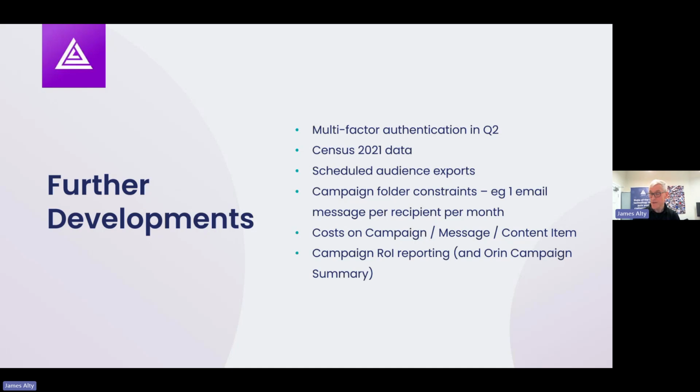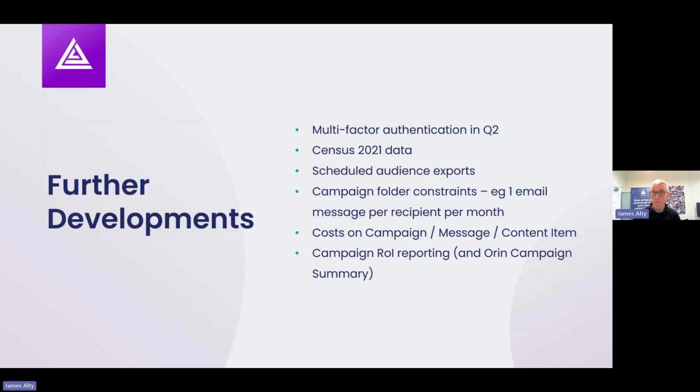We're doing multi-factor authentication, expecting to deliver that in Q2, so that you can use an authenticator or send an email code, for example. We're bringing census data back to you. We used to do this in FastStats. We've got the census 2021 data available. We're adding scheduling to audience exports, so you can schedule data to go out and upload to an FTP site, for example.